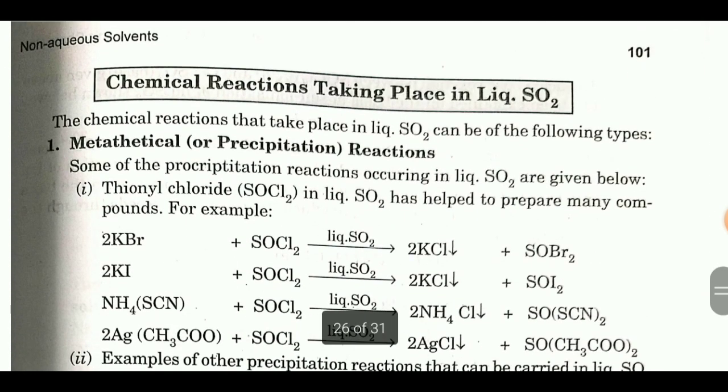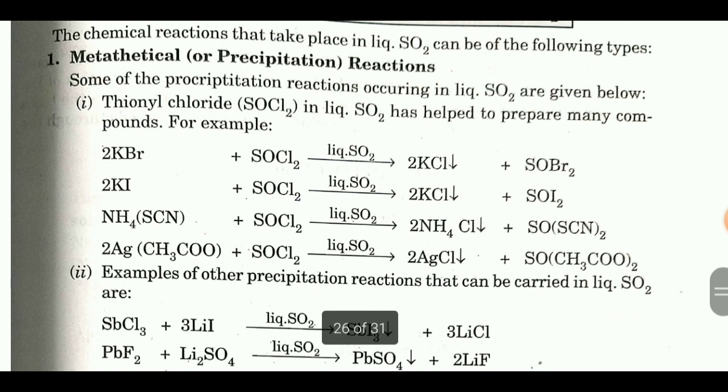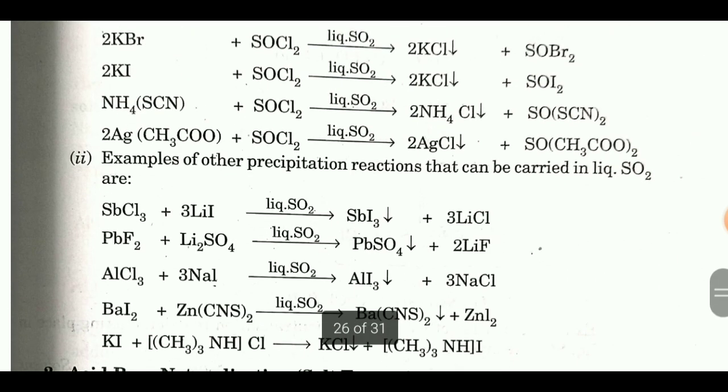Chemical reactions taking place in liquid SO2. The chemical reactions that take place in liquid SO2 can be of the following types. First, metathetical or precipitation reactions. Some of the precipitation reactions occurring in liquid SO2 are given below. First, thionyl chloride in liquid SO2 has helped to precipitate many compounds. Second, examples of other precipitation reactions that can be carried out in liquid SO2.